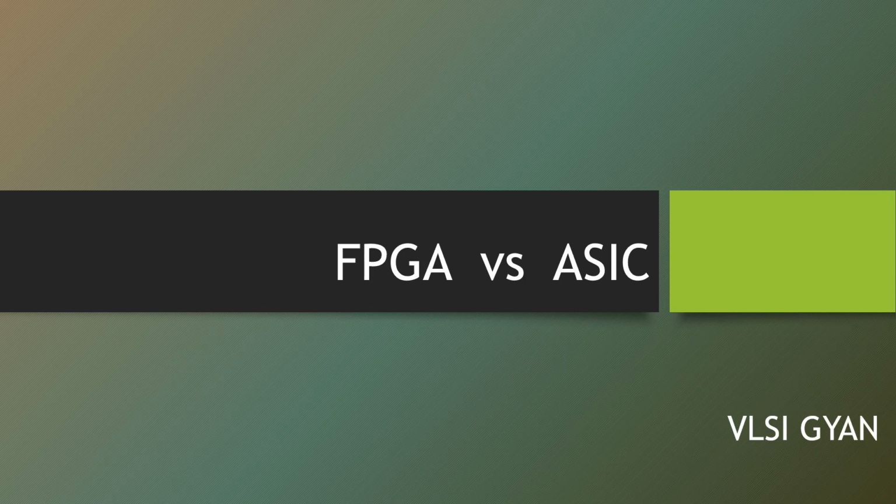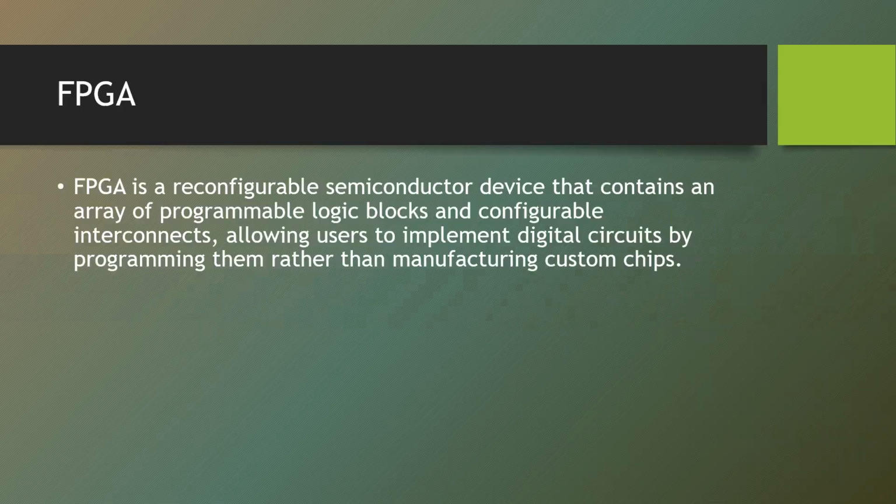So friends, let us see what is FPGA. As we all know, FPGA, Field Programmable Gate Array, is a kind of semiconductor device that contains an array of programmable logic blocks. These are called configurable logic blocks, CLBs, and we have interconnects and a switching matrix. We are not going into the detail about the structure of FPGA. Just remember that FPGA is reconfigurable: whatever logic you want to design, you can implement in the FPGA. So it allows the user to implement digital circuits by programming them rather than by manufacturing custom chips.